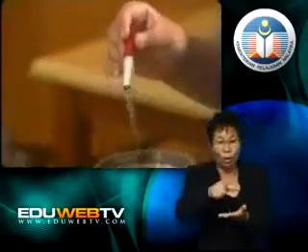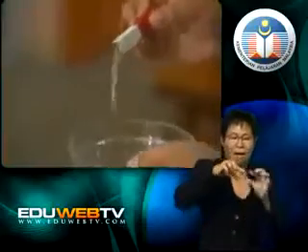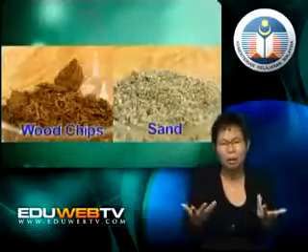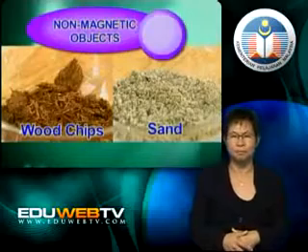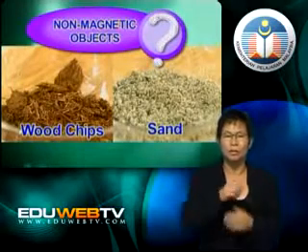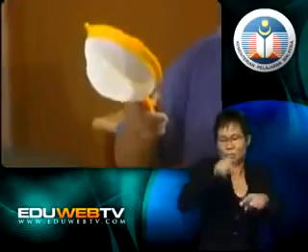Look, the magnet has attracted the paper clips. They are attached to it. Hey, what about the wood chips and sand? Wood chips and sand are non-magnetic objects. We cannot use a magnet to separate them. We can use a sieve to separate the wood chip and sand. Let me try.